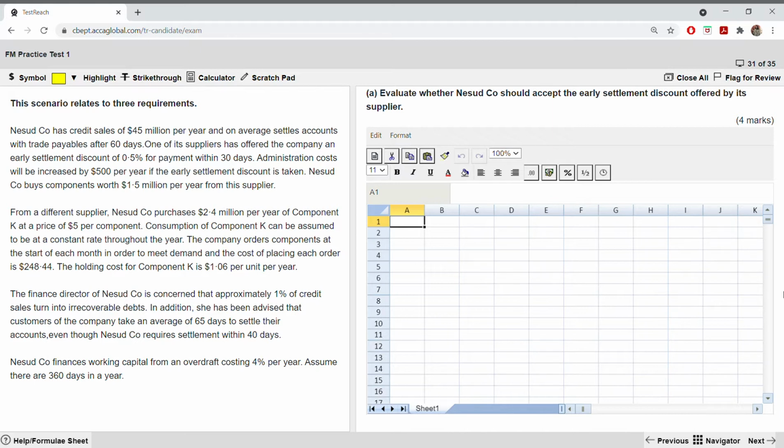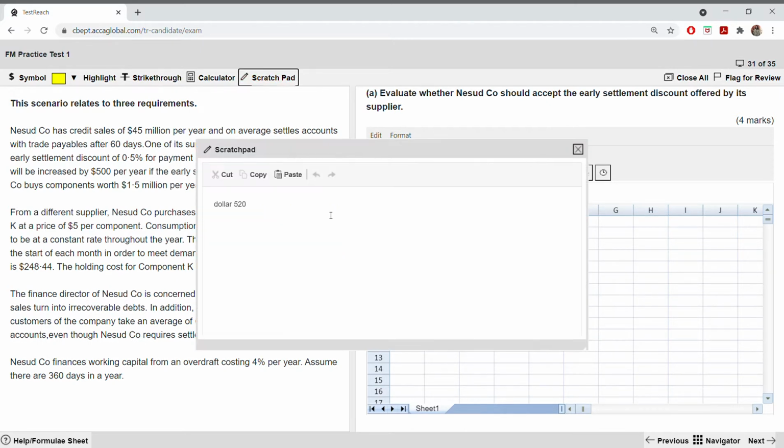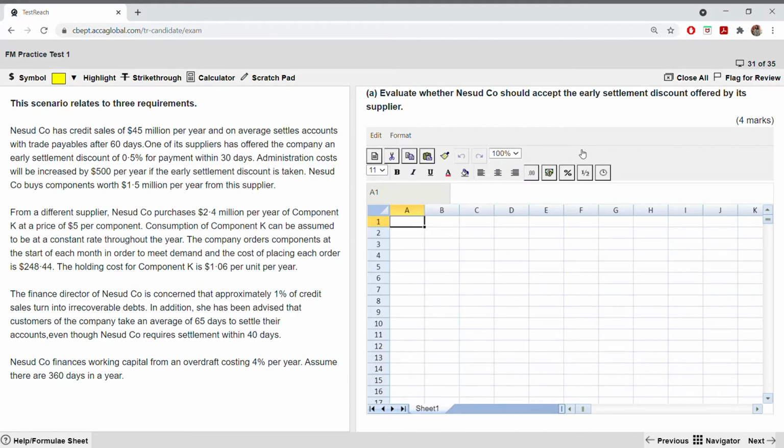So evaluate. Okay, first to start with the requirement, it's for 4 marks. Okay, evaluate whether the company should accept the early settlement discount offered by its supplier. Okay, as you read through, you will see there are a lot of numbers and it becomes hard for you to remember so many numbers, right? So you can keep a note of it somewhere in the scratch pad. You can use it for your understanding. Okay, in case you want to use some number, you want to remember it. Okay, so let us read the case.